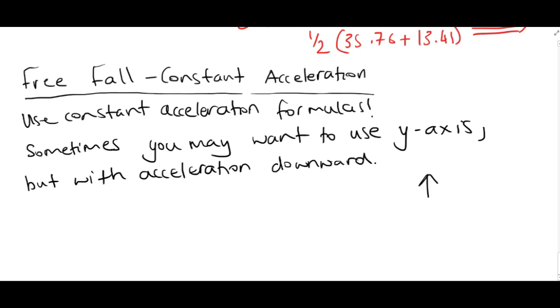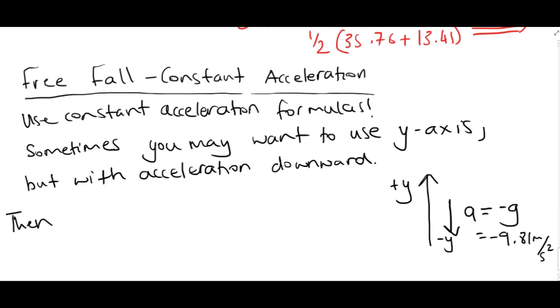So always remember that you have to first outline which direction is positive and which is negative. So let's say going up is positive y and going down is going to be negative y. So therefore, since we're accelerating downwards, the acceleration due to gravity is negative g, which is equal to negative 9.81 meters per second squared.